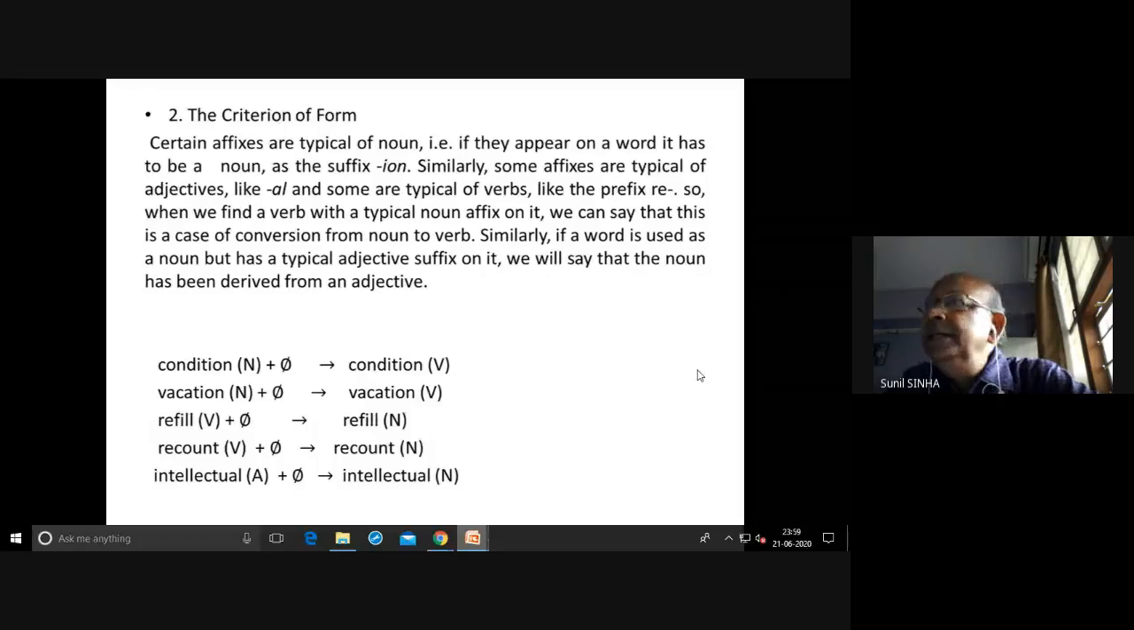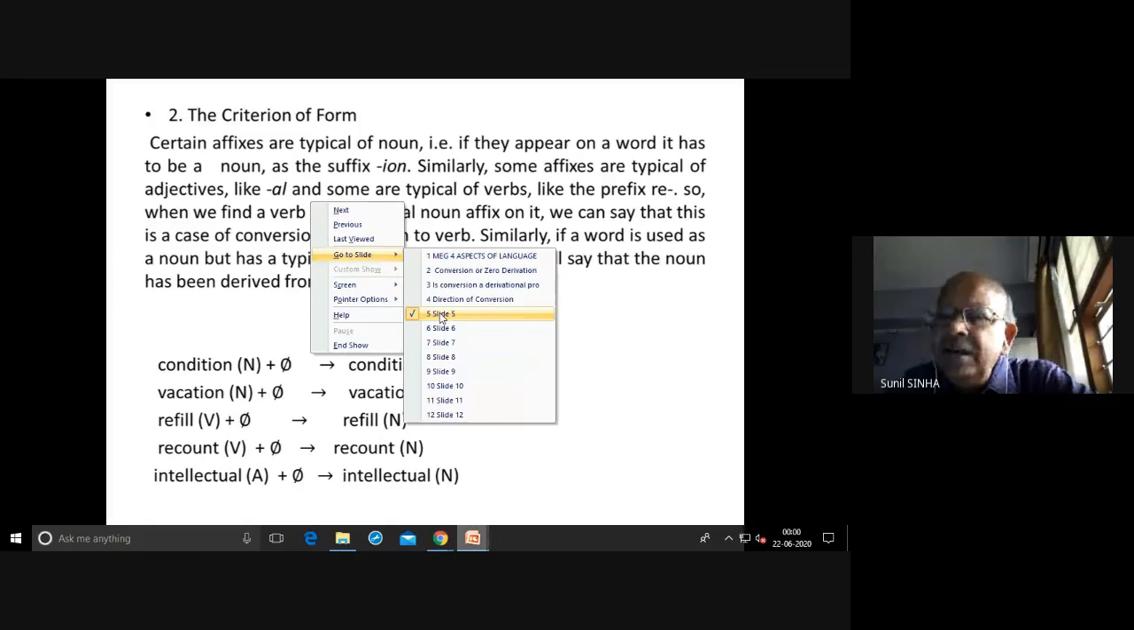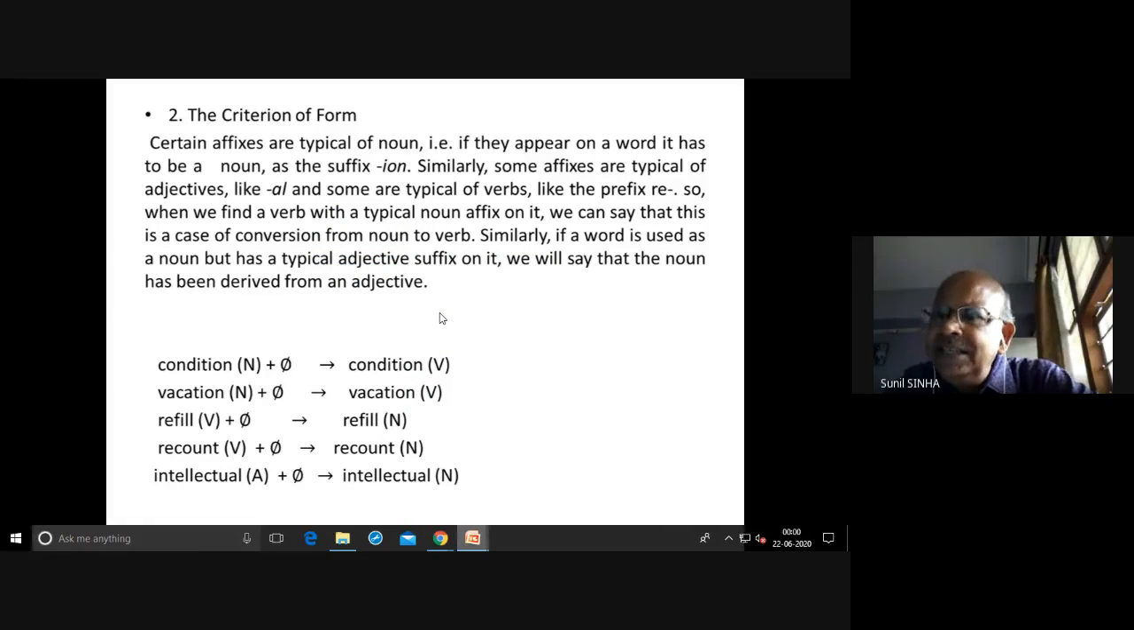When we say the dirty place, dirty is an adjective. And when I say I have dirtied, or the boy always dirties his shirt, it is a verb. So dirty is either an adjective or a verb. It is never a noun.